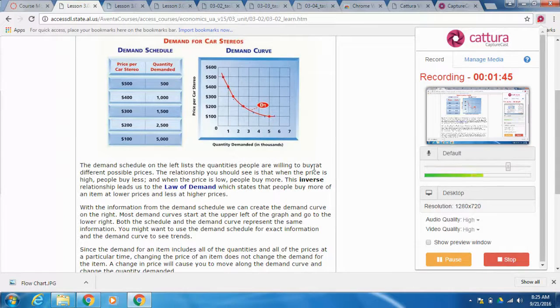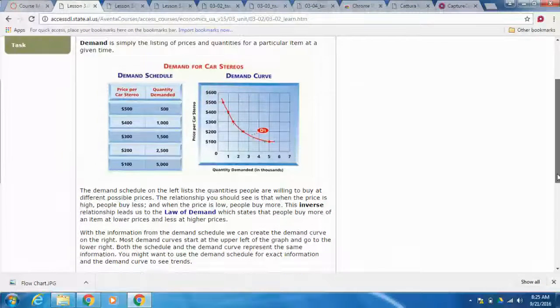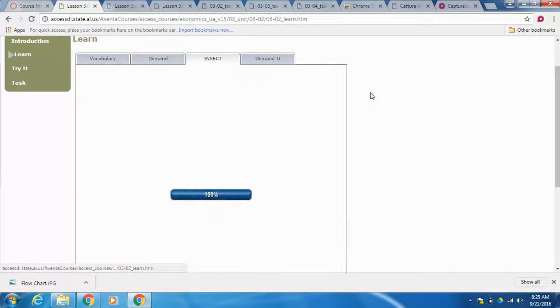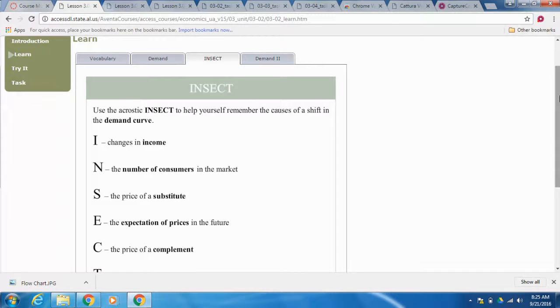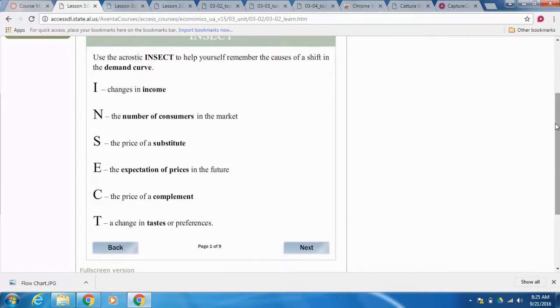So, what does change demand or shift the demand curve? Well, it's a very simple acronym called INSECT. Changes in income, the number of consumers in the market, the price of a substitute, the expectation of prices in the future, the price of a complement, or a change in taste or preferences. Those are all things that change the demand curve.